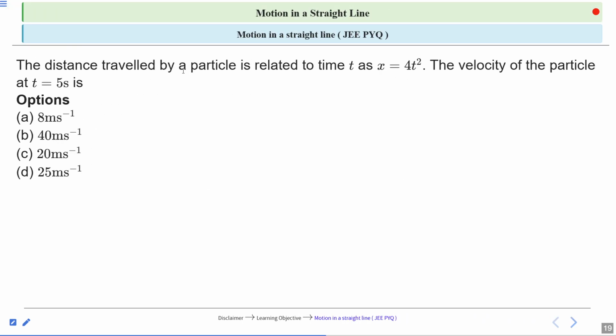The distance traveled by a particle is related to time t as x is equal to 4t square. The velocity of the particle at t equal to 5 seconds is what? So in this question, you have to find out the velocity of the particle at t equal to 5 seconds. Given options, option A is 8 meter per second, option B 40 meter per second, option C 20 meter per second, option D 25 meter per second. Which one is correct? Think about it.